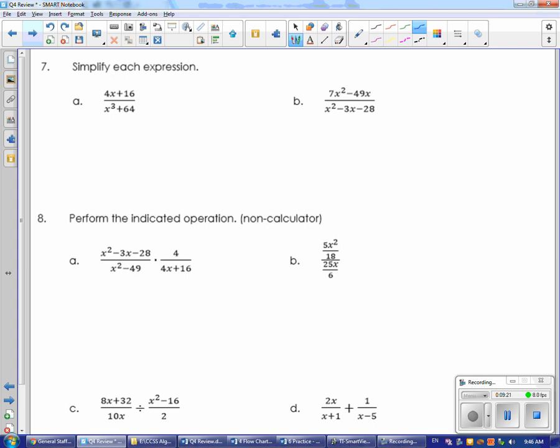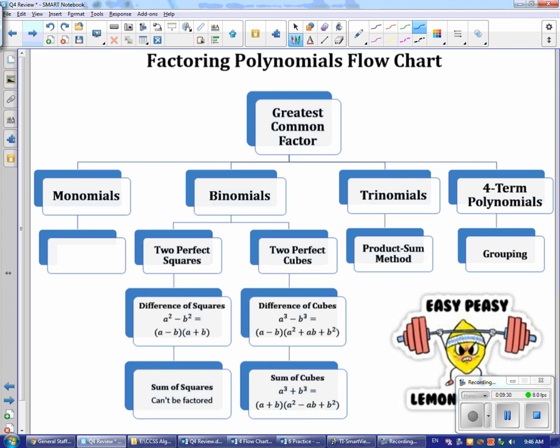In this section, it is absolutely imperative that you are able to factor. And so I've attached, I'm going to go ahead and flip to the next page, I've attached a flow chart that I use with my students to help them factor. One of the things you always want to look for first, and a lot of times people forget to do this, is to see if there's something in common that you can undistribute, that you can factor out, because that will simplify the expression.